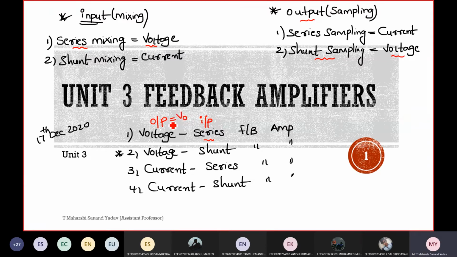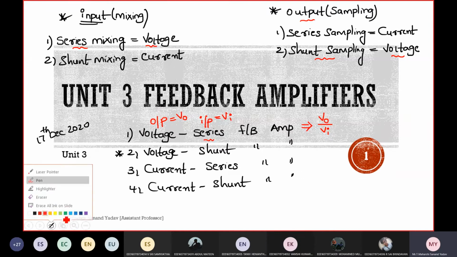So I'm writing it as V out. In the input side also, I'm getting voltage, so I'm writing this one as VI. So what is the gain here? Output by input. So it is V out by VI. Okay, now let me change the color.